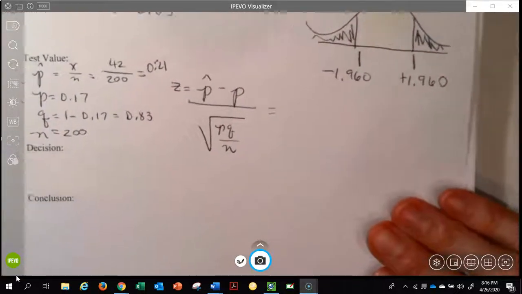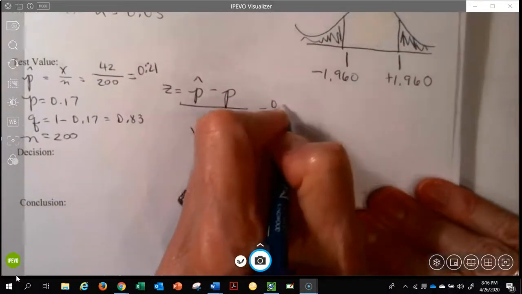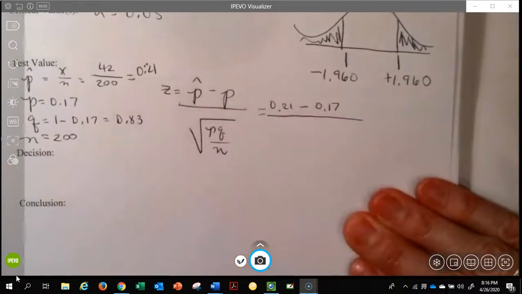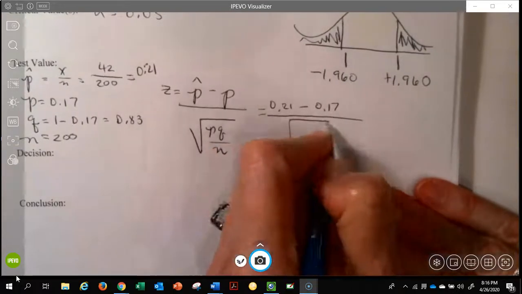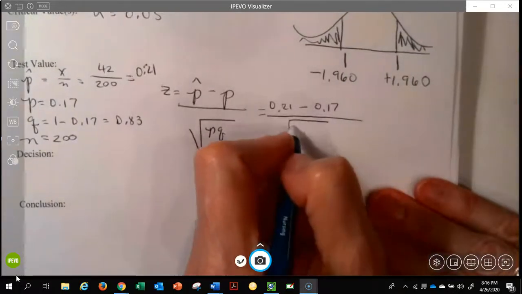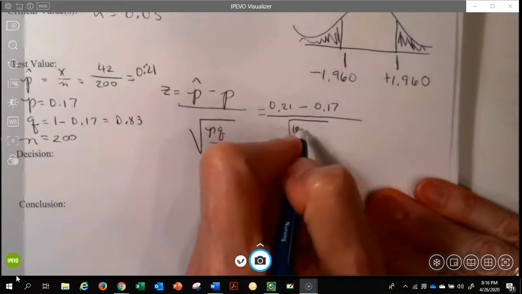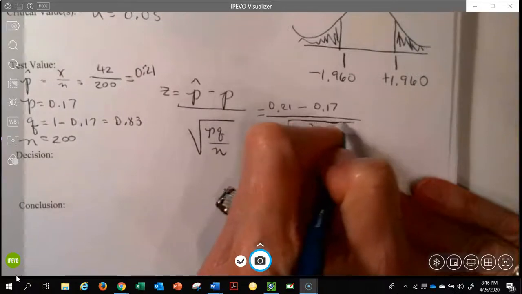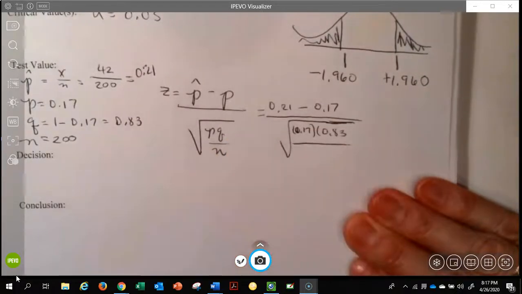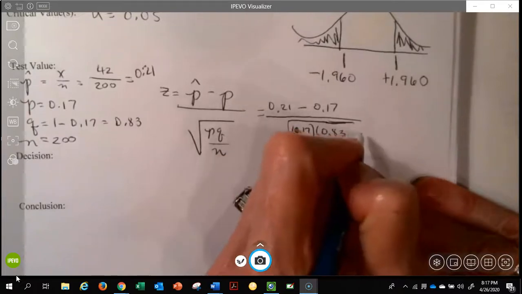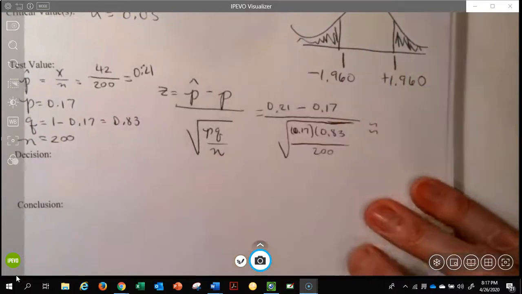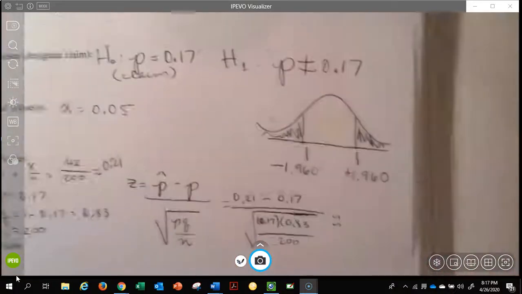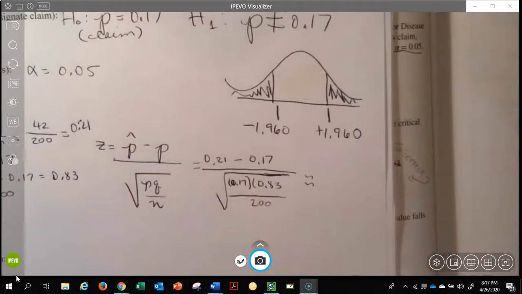Let me try to keep it where we can see it all. So I've got 21 hundredths minus 17 hundredths all over the square root of that 17 hundredths. Let's go ahead and do 0.17 times 0.83, make my square root go a little further, all divided by our N, which is 200. We need to find our test value. That's what we're looking for. So we need an approximation. We don't need to spend a whole lot of time on this.